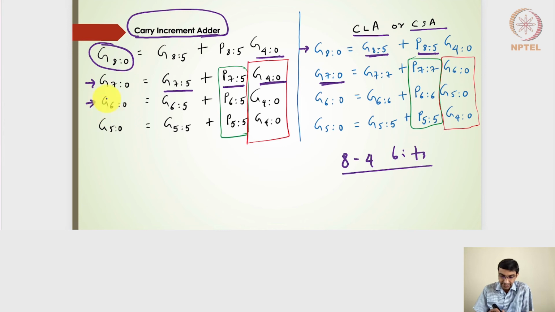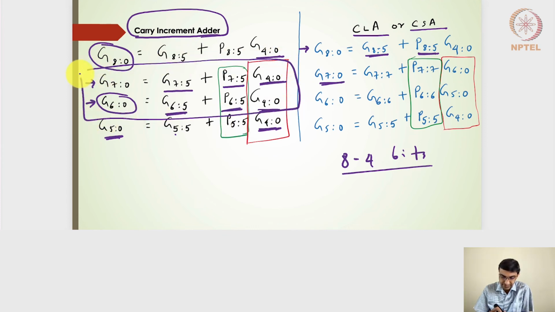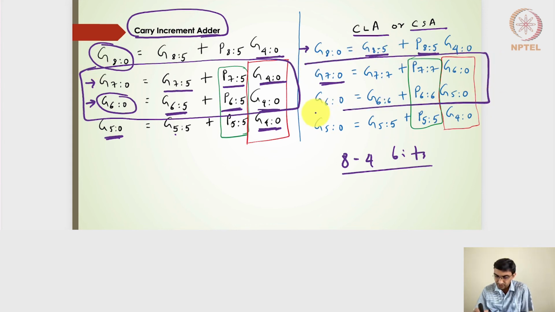Right? And then 6:0, it depends on 4:0. It doesn't depend on 5:0 now, and depends fully on the 4:0. And if G6:5 and P6:5 are made available, the moment 4:0 is made available, then we will get 6:0 at the same time as that of 8:0. Right? And 5:0 anyways depends on 4:0, and then G5:5 and P5:5. So if I look into the carry increment adder here, these two particular are changing. These two are changing with respect to these two. Right? All other things remain the same.